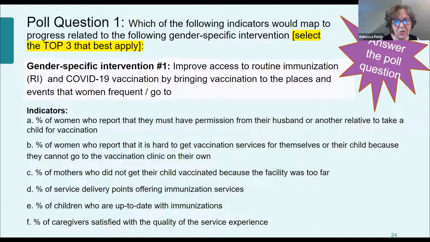So just choose the top three that relate to this intervention, about improving access by bringing vaccination closer to the places and events that women frequent. So this is about improving access to services. Great, we have the responses coming in. We'll just give everyone about a minute to respond. And please, if you can, respond in the poll itself rather than in the chat box, so we can get everybody's views.